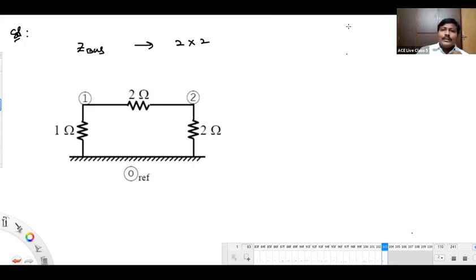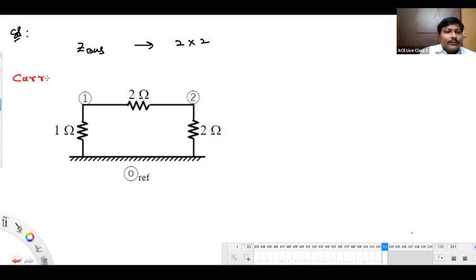Okay, else, if you want me to go with a procedure, I'll take first current injection at bus 1, and no current at bus 2. And I will find out V1, V2, and then I will find out the respective Z bus elements. Okay, better I will write in a procedure.